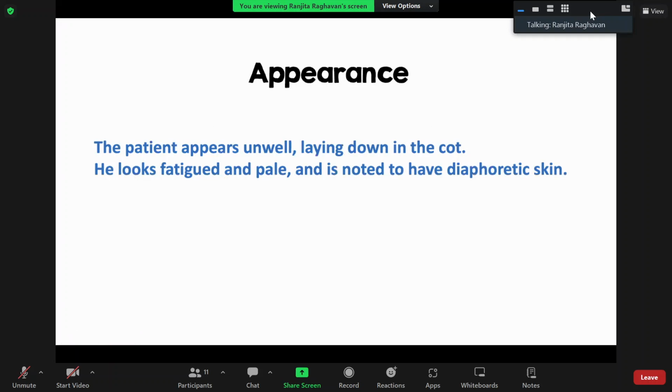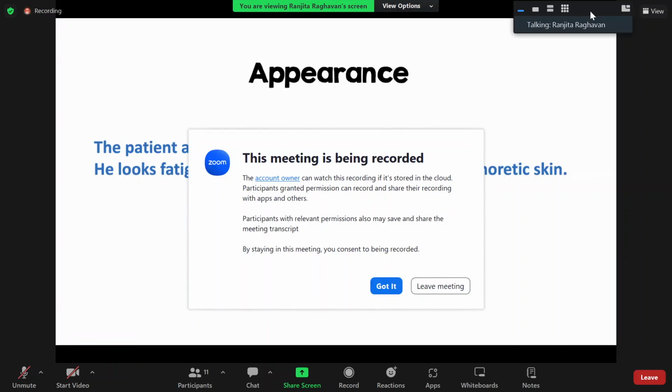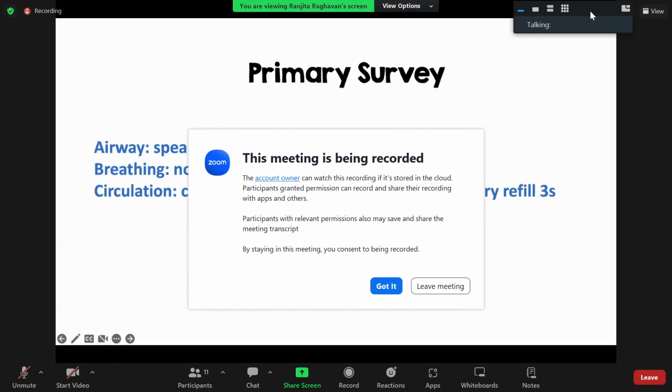When you walk up to him, the first thing you always end up doing with a patient is just seeing what they look like. And this patient looks unwell. He's laying down on the cot. He looks fatigued. He's pale. He's diaphoretic. For the primary survey, he's talking normally. He doesn't have respiratory distress. And his circulation, he's a bit cool. He's clammy. He has pulses, but his cap refill is a little bit delayed at 3 seconds.